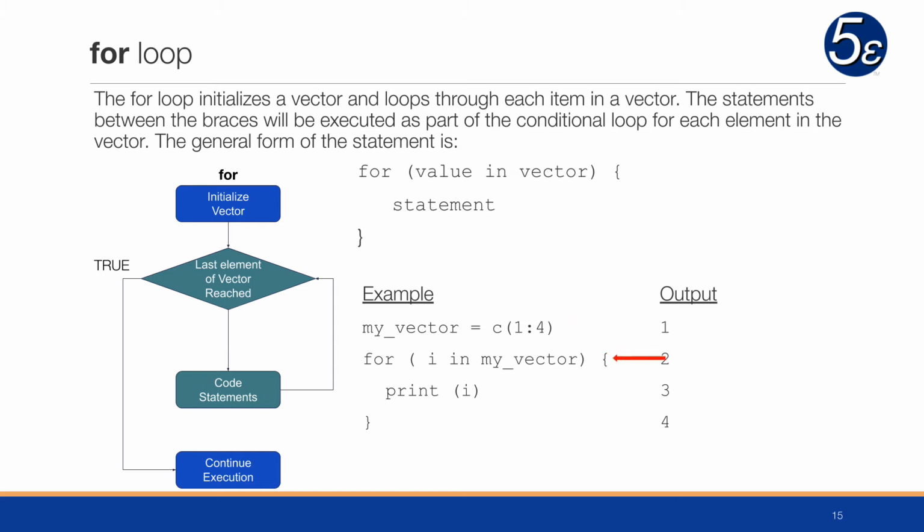The for statement will have for i in my_vector. It creates this variable i, and it will loop through each element in the vector, my_vector. So in other words, i will start at 1, then 2, then 3, then 4. And what we see here in this loop is that each iteration through the loop will print the value of i, so the output would be 1, 2, 3, 4.